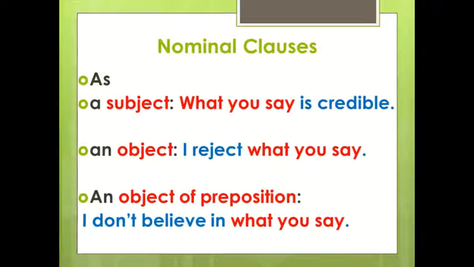As an object, I reject what you say. Here, what you say is the object of reject. And the whole sentence is the main clause. I reject what you say, or I reject it. I reject your speech. And what you say is the dependent clause.